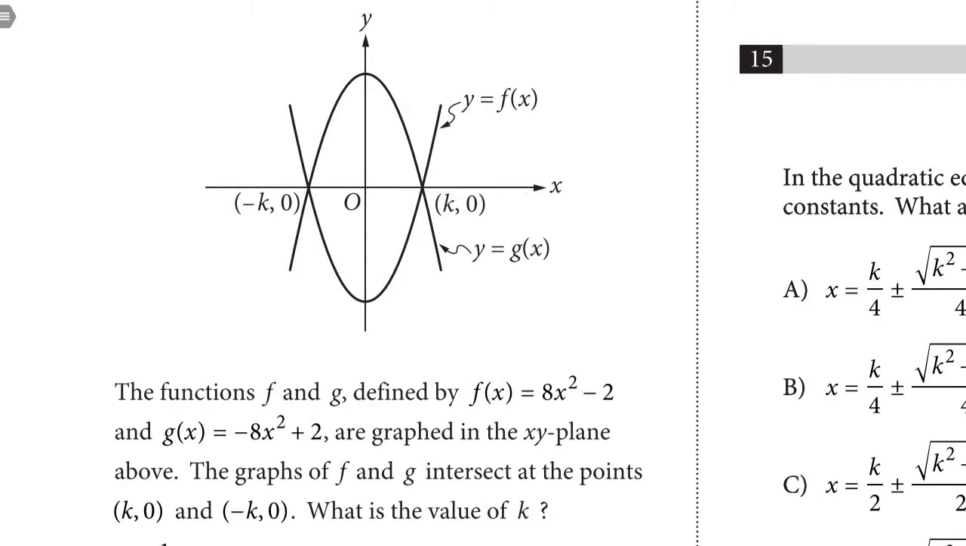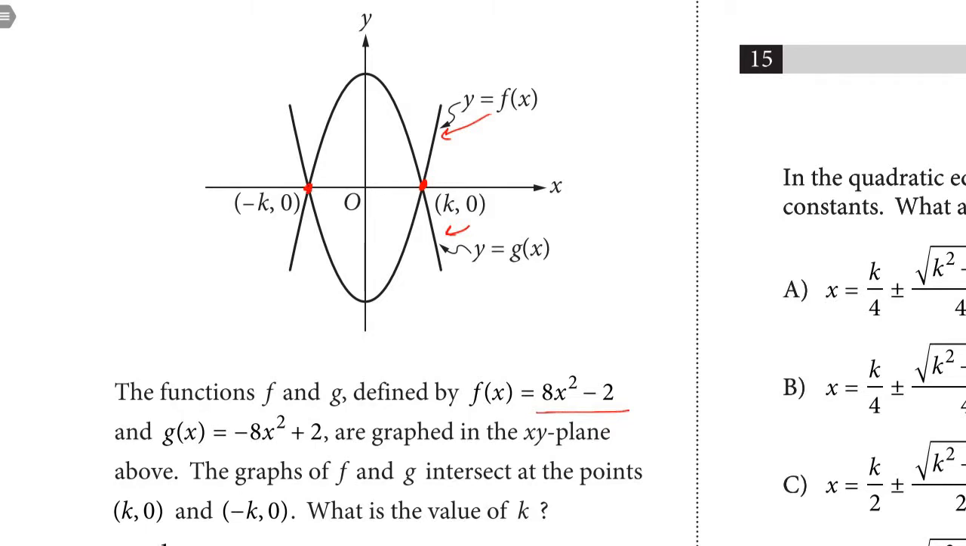The functions f and g defined by f of x is equal to 8x squared minus 2, which is this one right here, and g of x is defined as being equal to negative 8x squared plus 2, which is this one right here, are graphed in the xy plane above. The graphs of f and g intersect at the points (k, 0) and (negative k, 0). So they both touch here and right here. What is the value of k?